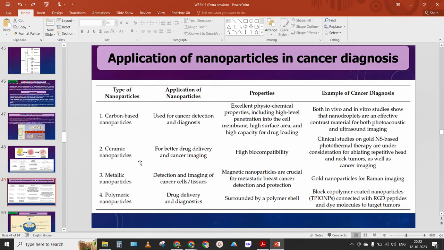Then for ceramic nanoparticles, clinical studies of gold nanoshell-based photothermal therapy are under consideration for ablating recurrent head and neck tumors as well as cancer imaging. In metallic nanoparticles, gold nanoparticles are usually used for Raman imaging. Then polymeric nanoparticles, some block copolymer coated nanoparticles connected with RGD peptides and dye molecules, target that particular tumor.